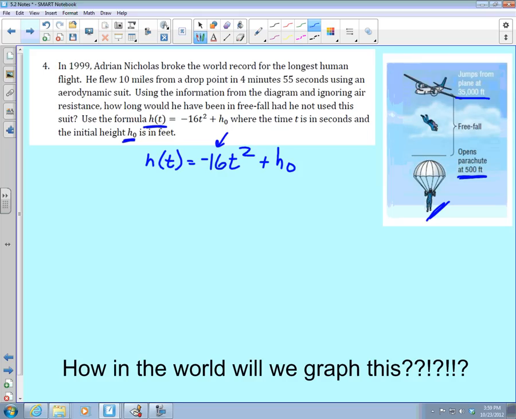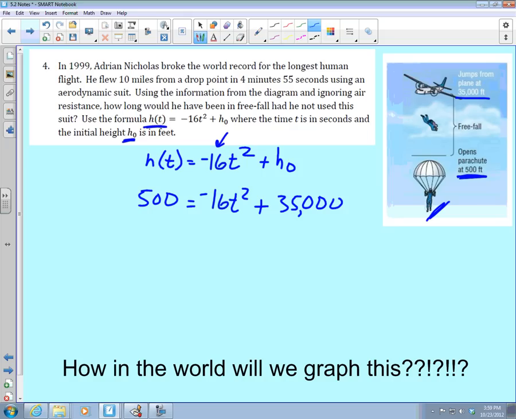So he started at 35,000 feet, and he free fell to 500 feet. So what this is saying is negative 16t squared, and his initial height would be 35,000. You want to find how long it took him to get to the point of 500 feet. So I'm going to put 500 feet as my h of t. That's what I'm looking for. Not my maximum height, but when he was at 500 feet above the ground.